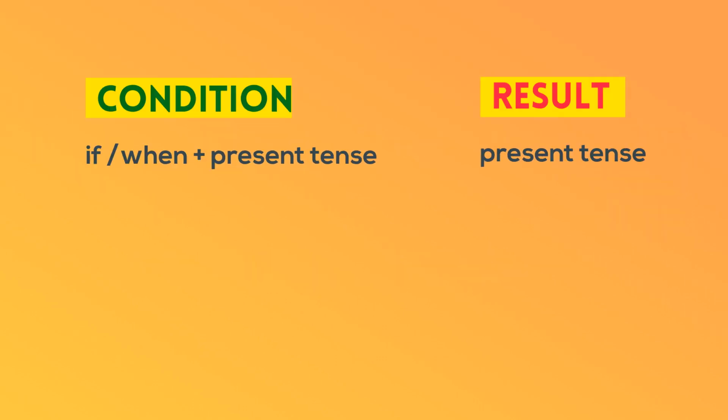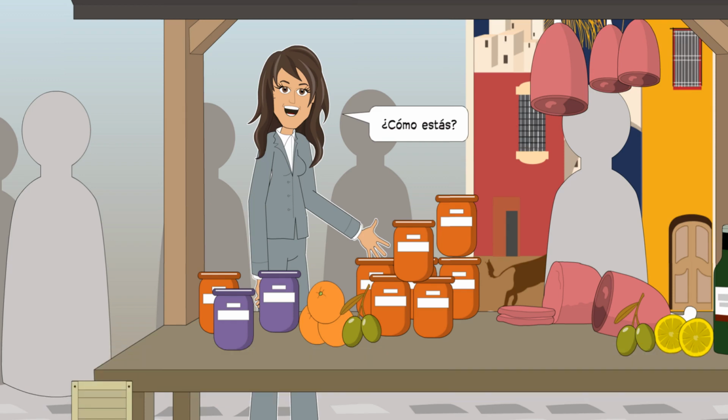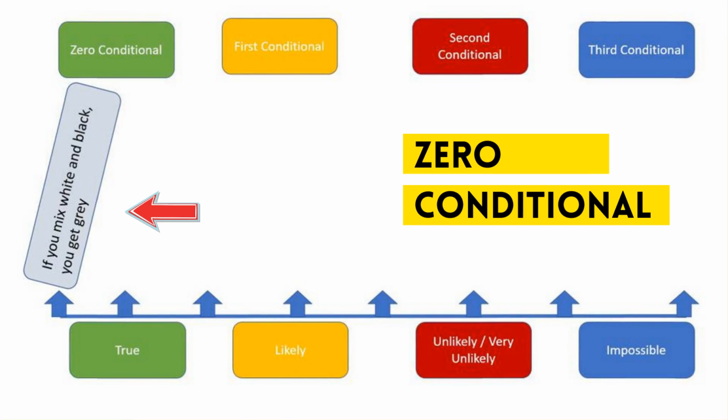With conditionals, many combinations are possible. So at times, the same structure, if or when plus the present tense with a result in the present tense, can also be used to talk about something in the past. Whenever she spends the holidays in Spain, she speaks Spanish. In this situation, the person talking believes that it's true that the girl speaks Spanish, but they are talking about the girl's holidays in the past. You can see from this diagram that the zero conditional is used to talk about something that is true.